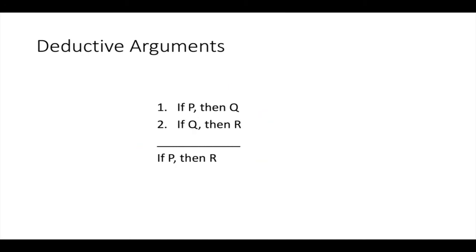Here's another valid argument structure. If P then Q, if Q then R, therefore, if P then R. Remember the line means that we're getting to a conclusion.